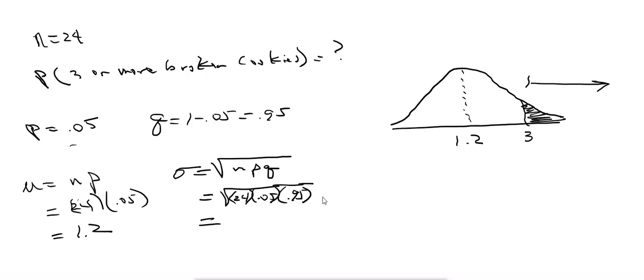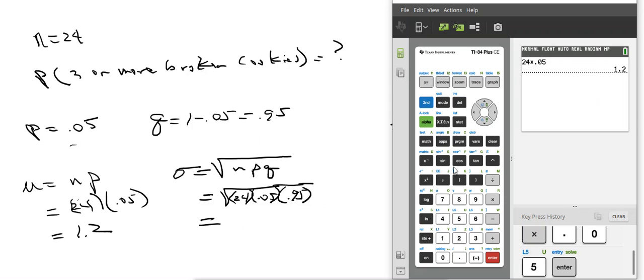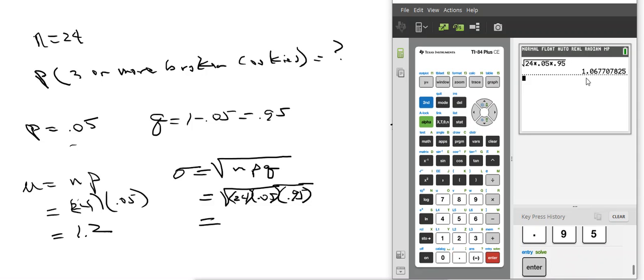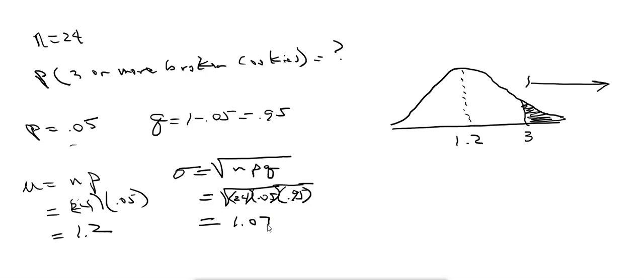And then we got to go into the calculator. Again, I'm going to clear that out and do second, square root, 24 times 0.05 times 0.95. So I get, we'll round this to 1.07. Okay. So we're going to round this to 1.07. There's our mean and standard deviation.